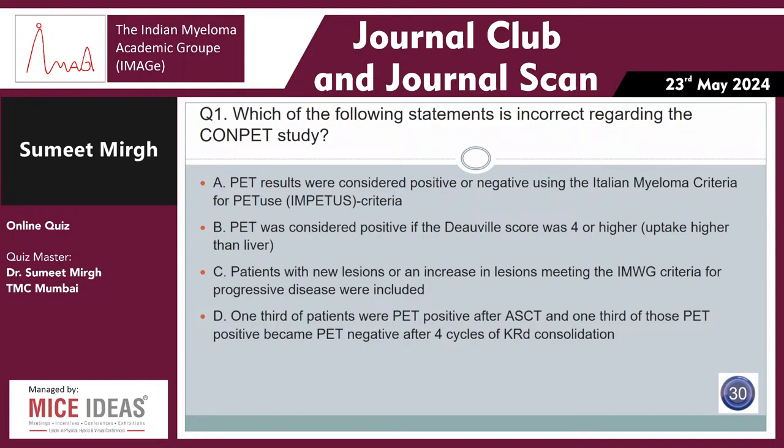Option A, PET results were considered positive or negative using the IMPeTUs criteria. Option B, PET was considered positive if the Deauville score was 4 or higher. Option C, patients with new lesions or an increase in lesions meeting the IMWG criteria for progression were included. Option D, 1/3 who had PET positive after ASCT became PET negative after 4 cycles of KRD consolidation. This was a journal scan article.